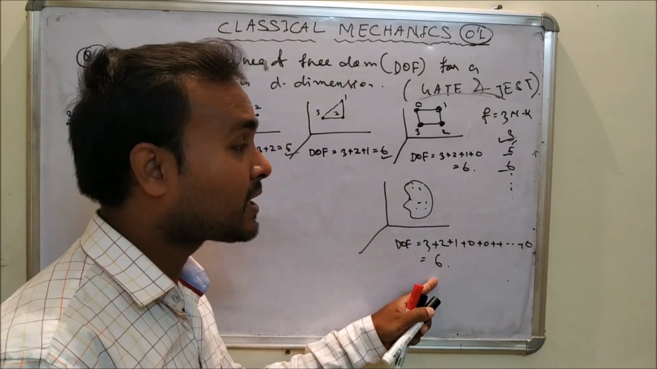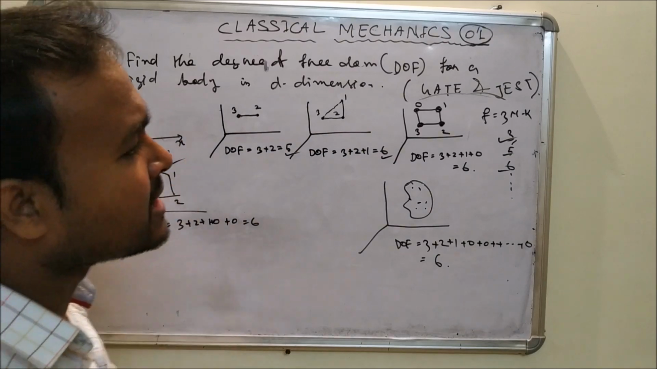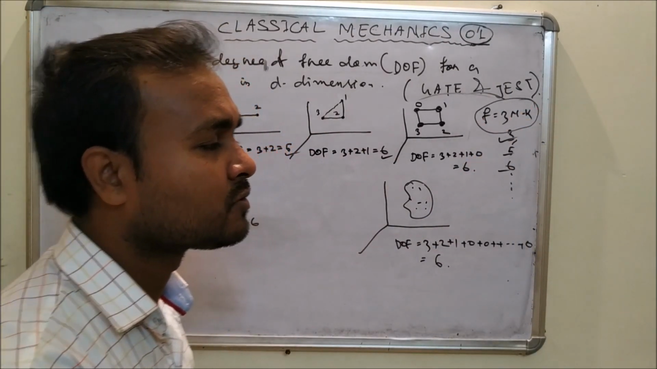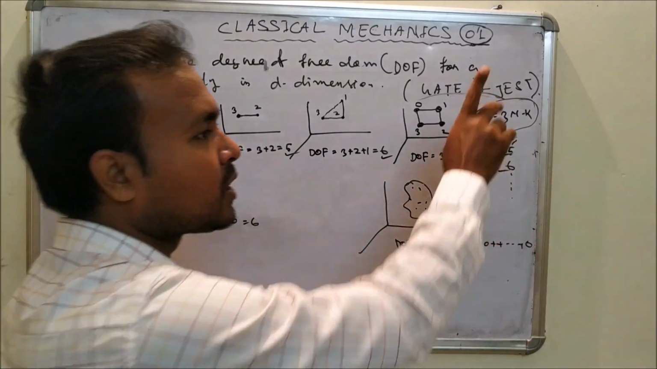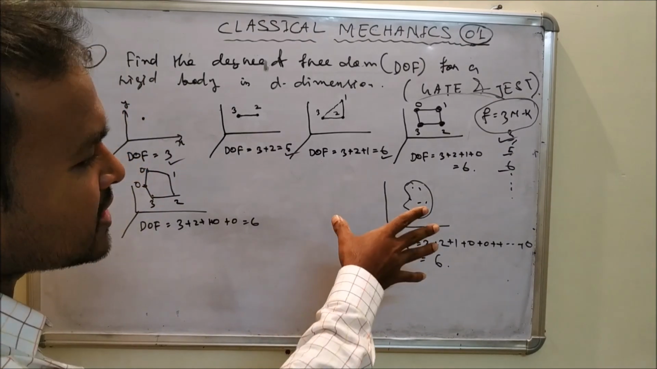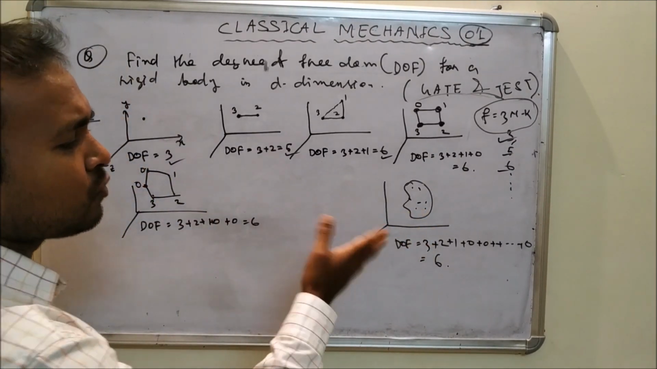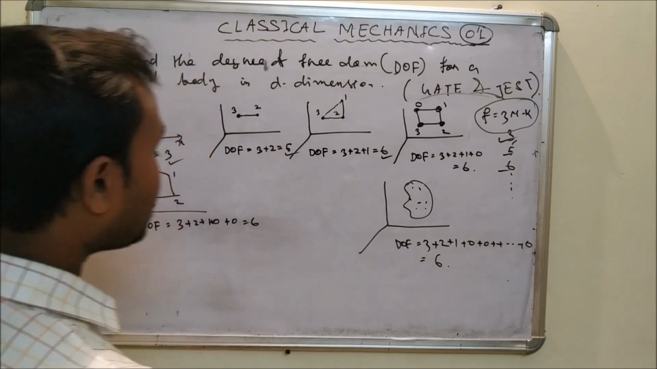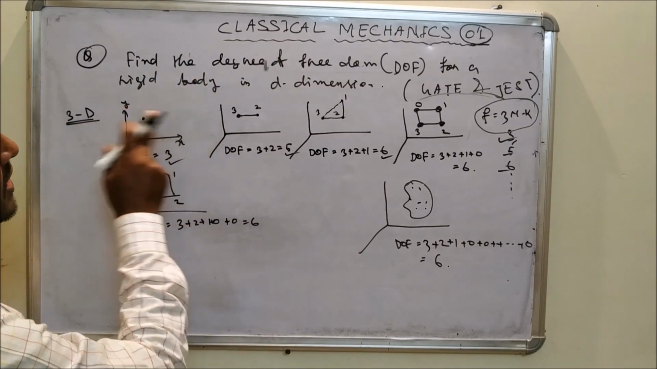Now see that we got the degree of freedom for a rigid body in 3D is 6. But if we don't calculate like this and use the constraint formula instead, it is very hard to calculate the number of constraints. So if you follow this process, you can do any calculation very easily, right? Now look at the point.